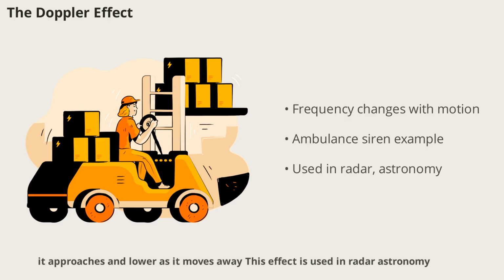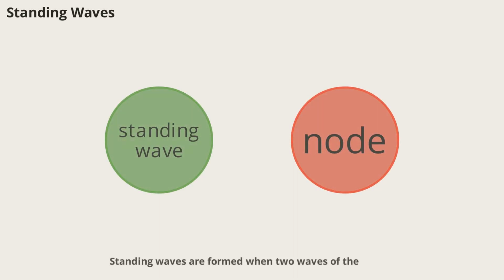This effect is used in radar, astronomy, and even weather forecasting to measure speed and movement. Standing waves are formed when two waves of the same frequency and amplitude travel in opposite directions and interfere. This creates points that appear to stand still, called nodes, and points of maximum vibration, called antinodes.